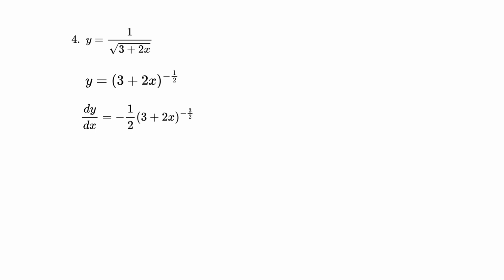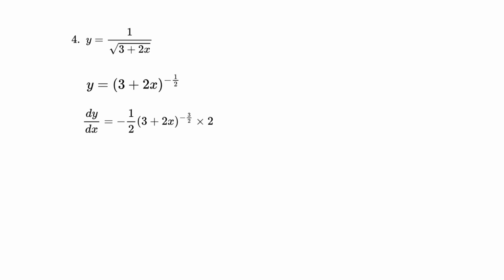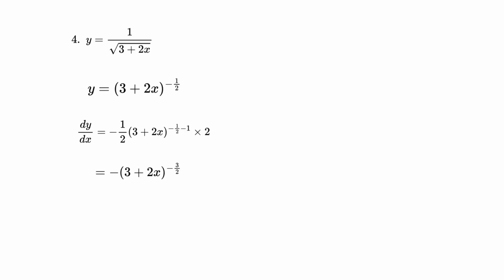Differentiate the inside function. The derivative of 3 + 2x is 2. So, × 2. (-1/2) × 2 = -1. Hence, dy/dx = -(3 + 2x)^(-3/2). That is the final answer.